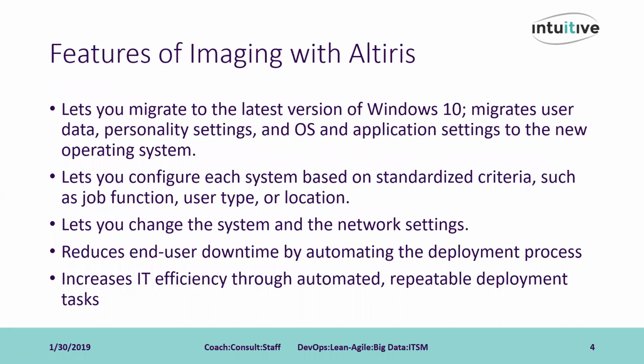You can also change basic system and network settings during the deployment job. For example, with a task, you can specify the computer name, join it to a specific domain, and provide it with a specific network IP range, for example. The real value in the tool can be summed up by its ability to reduce the downtime of the client by leveraging the efficiencies of both automated and repeatable deployment tasks.